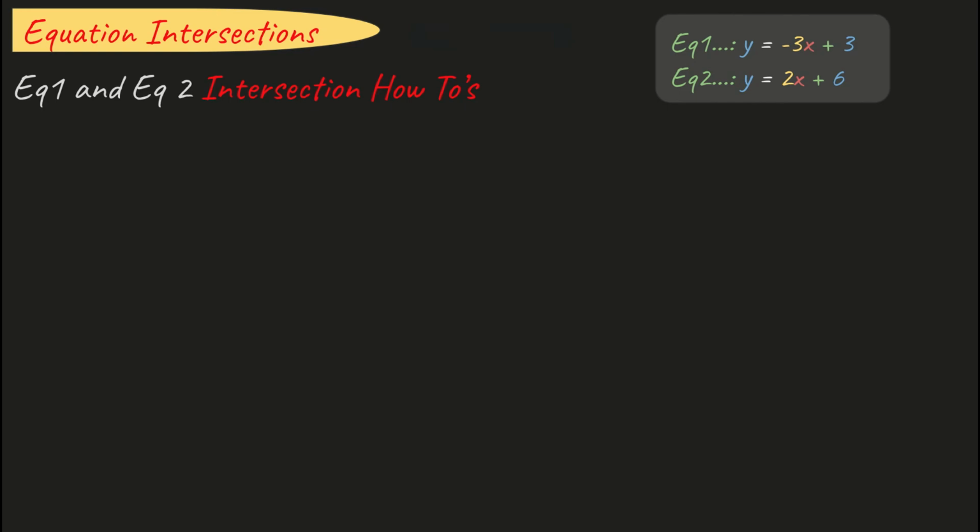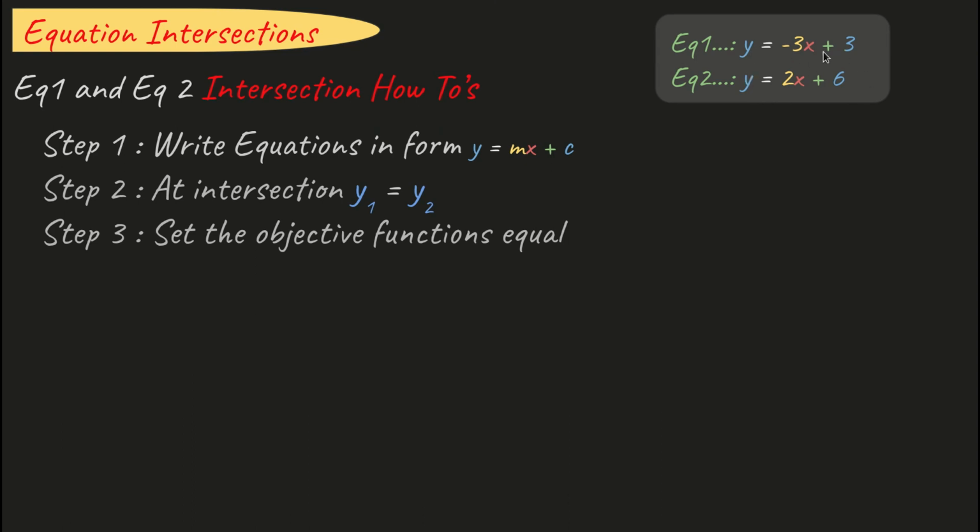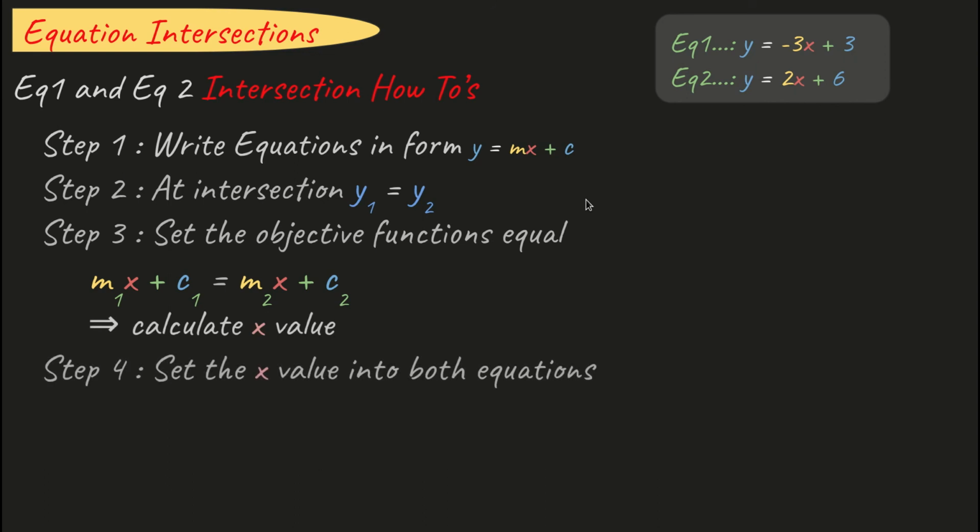Let's summarize. Equation 1 and equation 2. First step is we write the equations in the form of y is equal to mx plus c. Very important. Second step. At the intersection, y of the first equation must be equal to y of the second equation. Step 3. Because these two y's are equal, we can now set the objective functions as equal as well. So we can say m of equation 1 x plus c of equation 1 must be equal to m of equation 2 x plus c of equation 2. We've now only got one indeterminate, and we can calculate the x value.